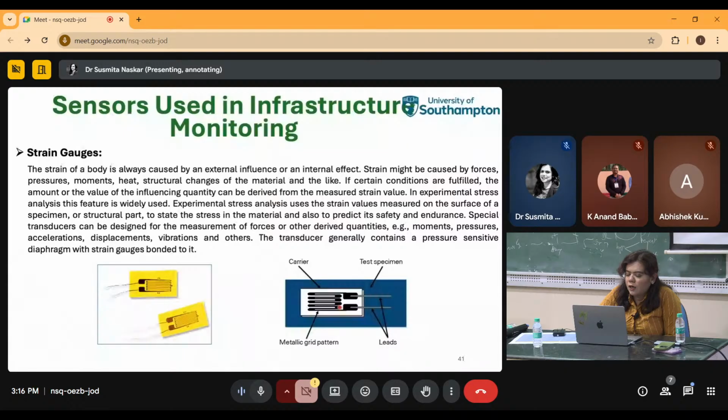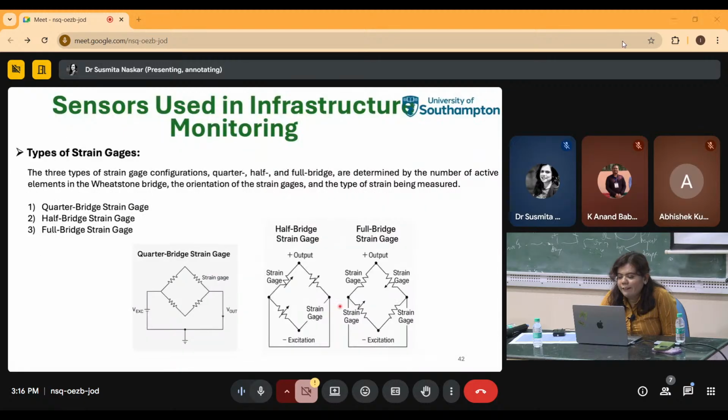Okay. So now, there are three main types of strain gauges we generally use in infrastructure monitoring, as per the configuration. One is the quarter bridge strain gauge, another is the half bridge strain gauge, and this one is the full bridge strain gauge. These are based on how many active strain gauges are connected with the Wheatstone bridge circuit. So what is the Wheatstone bridge circuit?